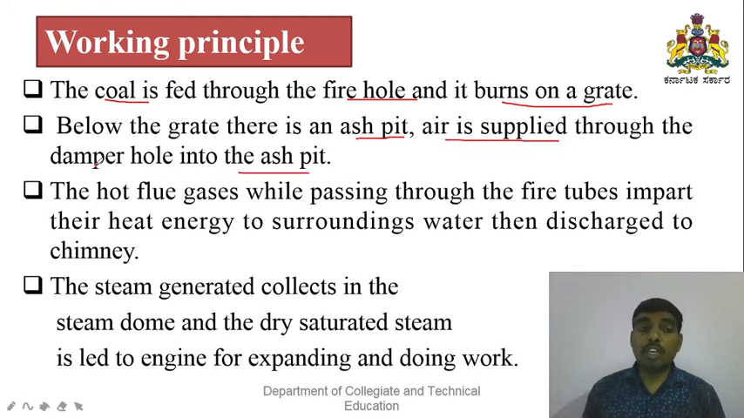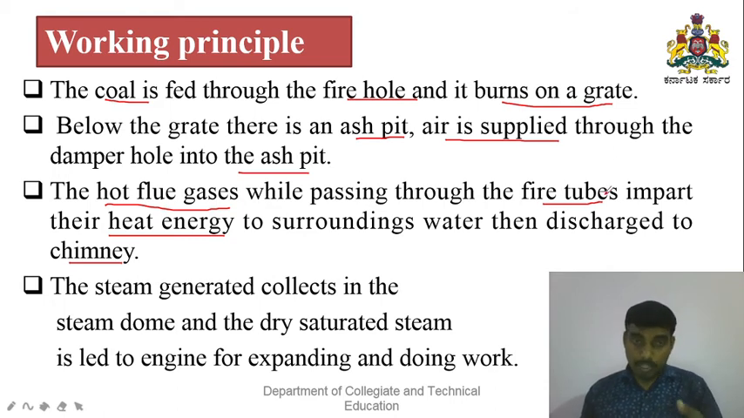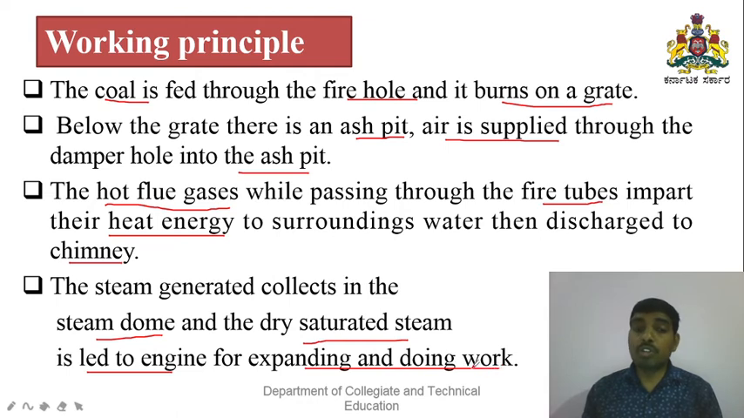I already explained that the air will flow through the damper inside the firebox. After that, the hot flue gases, while passing through the fire tubes, impart their heat energy to the surrounding water and are then discharged to the chimney. So this is the concept. The steam generated collects in the steam dome, and the dry saturated steam is led to the engine for expanding and doing work. So this is the function.